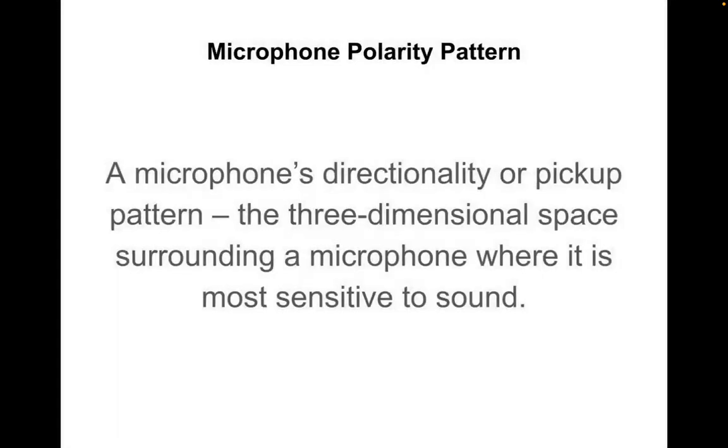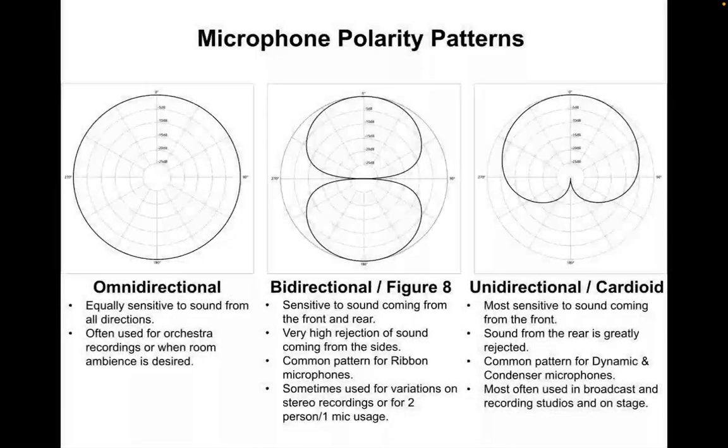Now let's talk about a microphone's pickup pattern, known as its polarity pattern or directionality. This is the three-dimensional space surrounding a microphone where it is most sensitive to sound. The five microphone polarity patterns are omnidirectional, bidirectional or figure eight, unidirectional or cardioid, super or hypercardioid, and lobar or shotgun patterns. As you look at the diagrams on the slides, remember you are looking down at the pattern as if the microphone was pointing toward the middle of the spheres from the top.